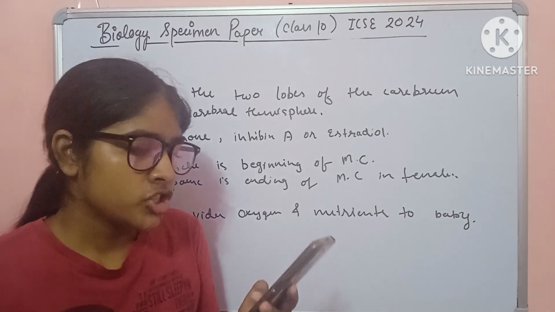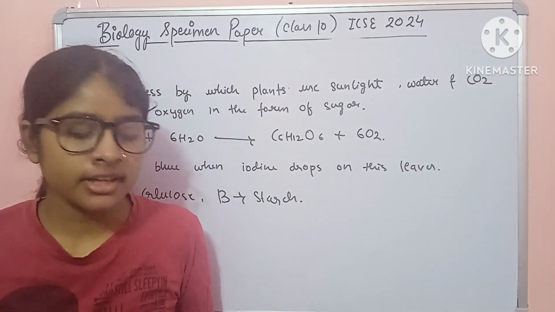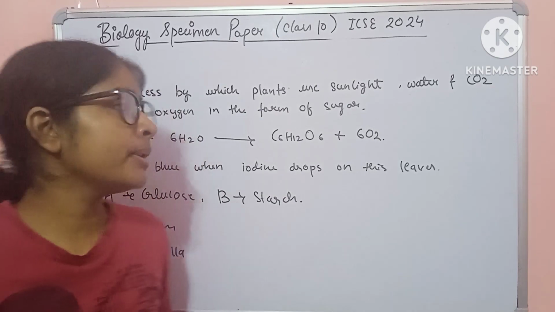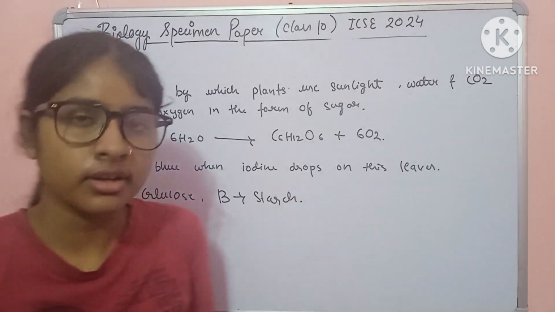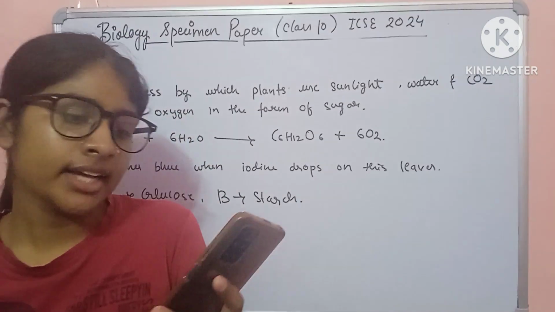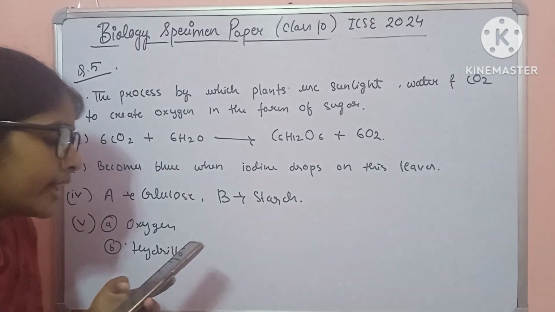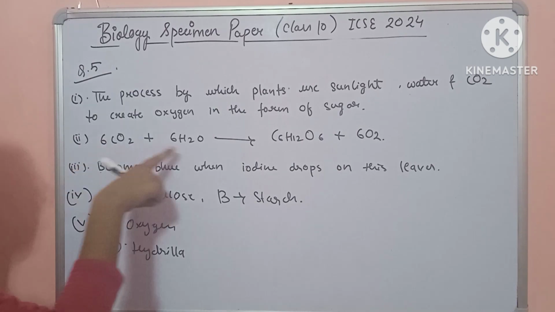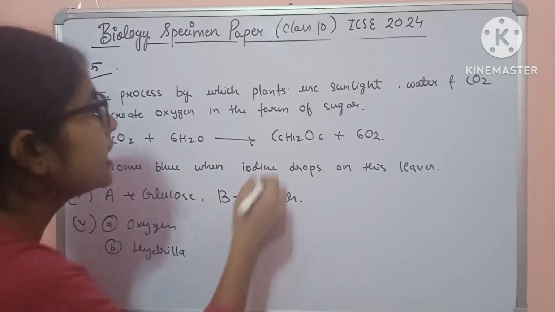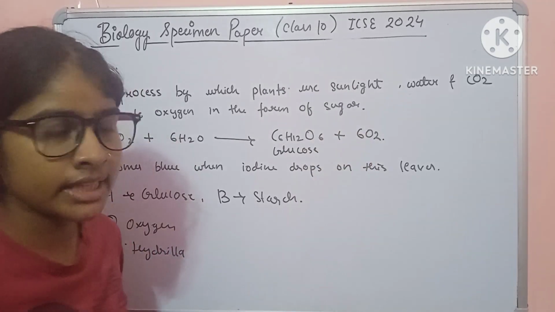Now see question number 5. Question number 5, first question, explain the term photosynthesis. A very simple process: the process by which plants use sunlight, water and CO2 to create oxygen and food in the form of sugar. You can write in detail as well. Okay. Second, write the overall chemical equation of photosynthesis. You have to take 6 carbon dioxide, 6 water molecules, and you will get glucose here, and 6 molecules of oxygen gas.